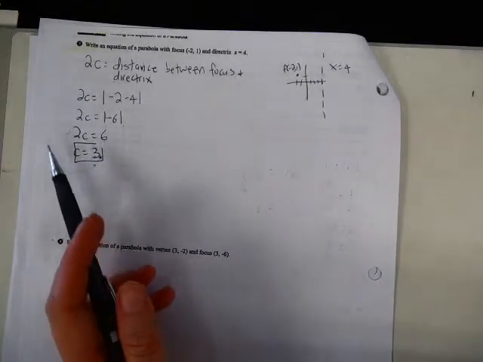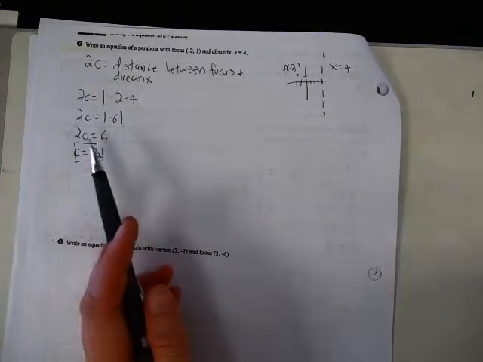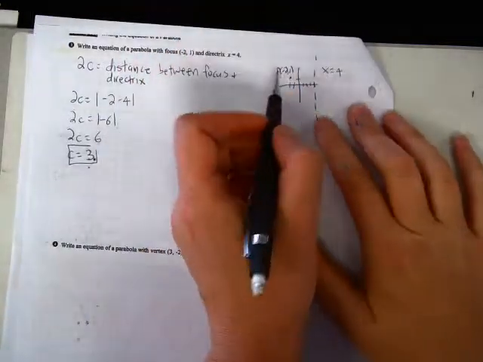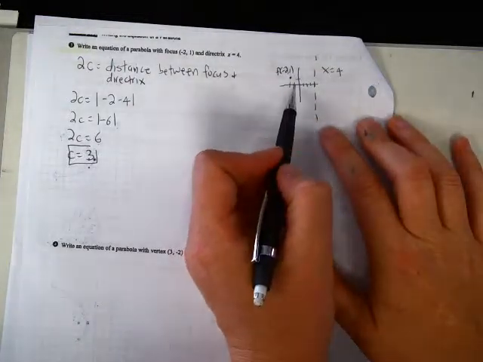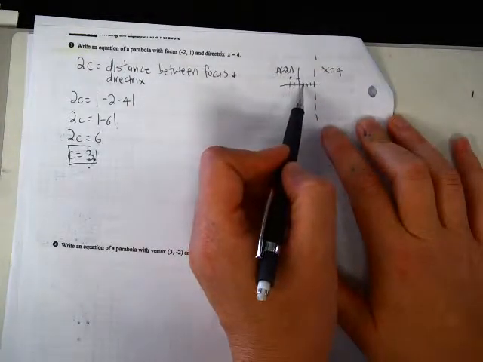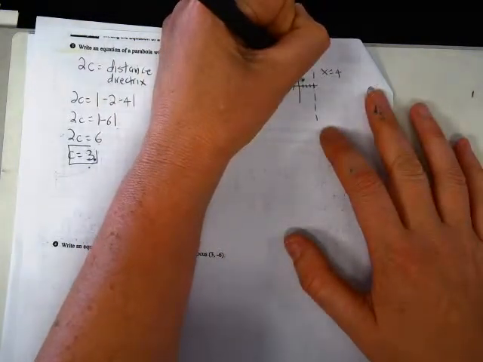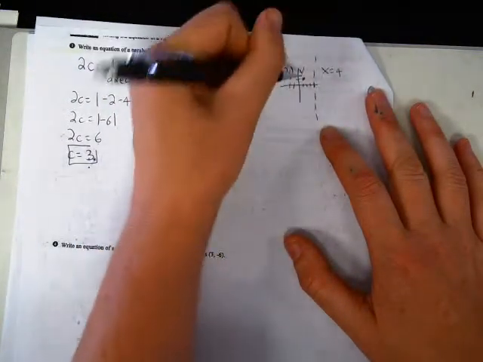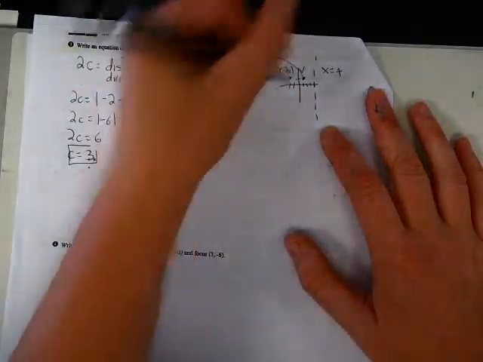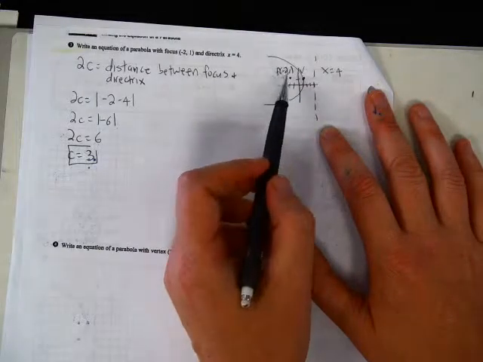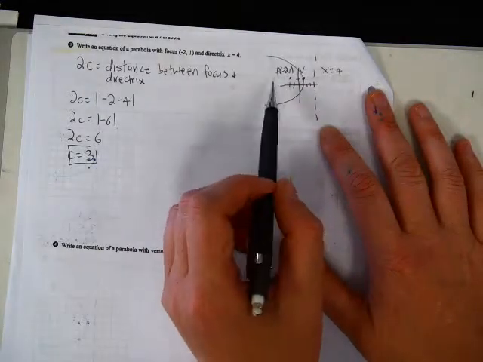So I can use that c to find the vertex and help me draw the picture. So remember that my vertex is 3 units from my focus, and it should be right in the middle here. So I'm just going to plot my vertex 1, 2, 3 units over. So there's my vertex. And now I know it opens this way because of the placement of my focus and directrix.